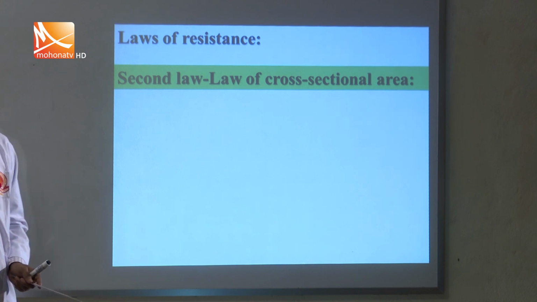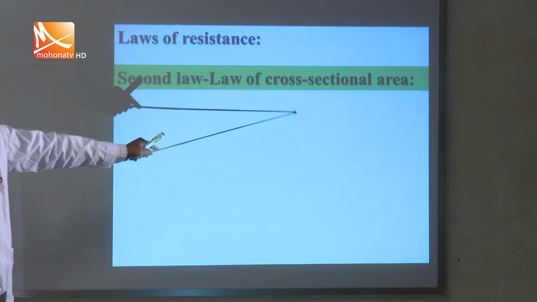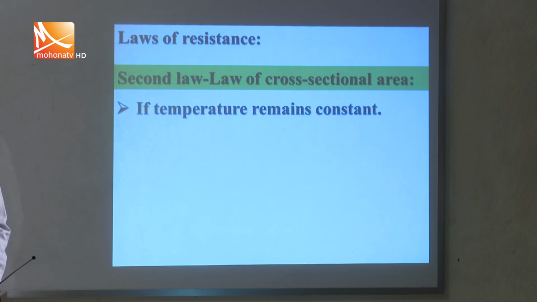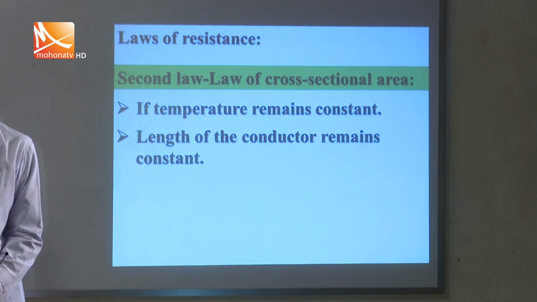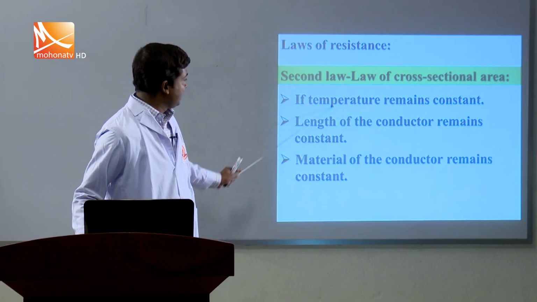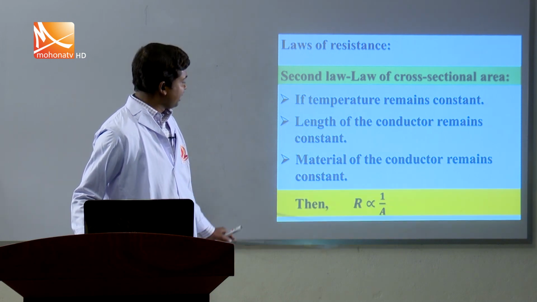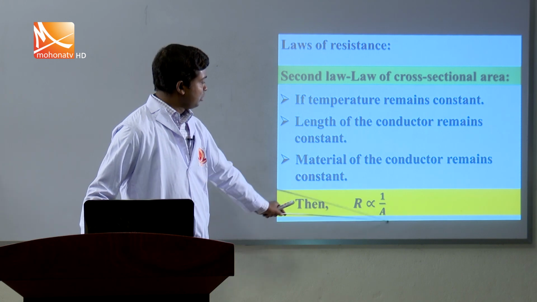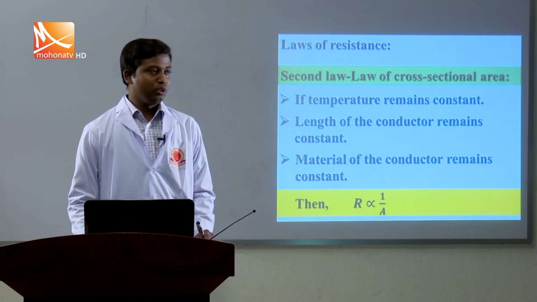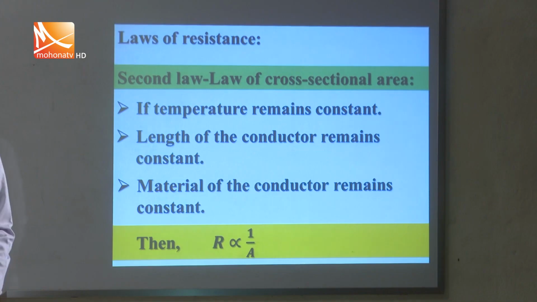And the second law is the law of cross sectional area. A similar discussion applies: this law relates the cross sectional area and the resistance. All other quantities, that means the length of the conductor, the temperature of the conductor, and the material of the conductor, remain constant. With all these three quantities constant, the resistance of the conductor is inversely proportional to its cross sectional area. That means the more the area, the less the resistance. So, if you take two wires, one coarse and another thin, you will get more resistance in the thin wire.